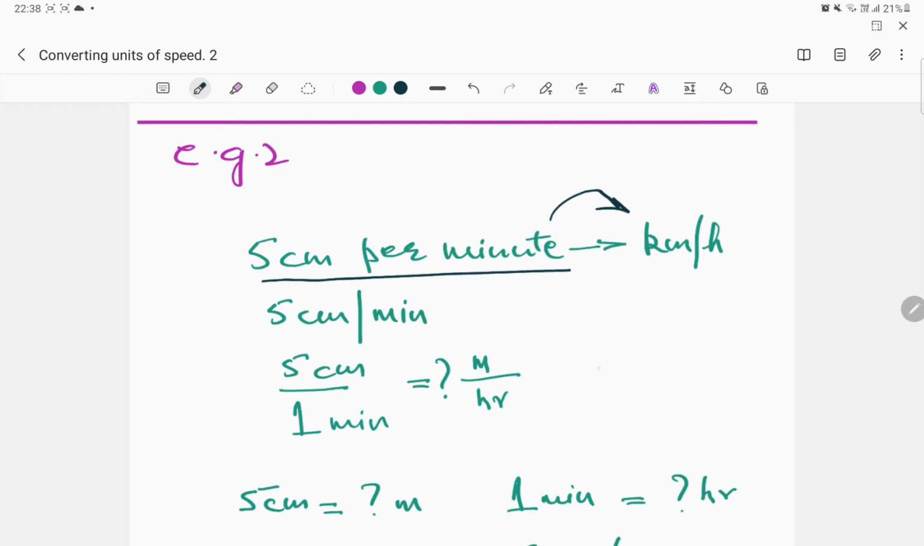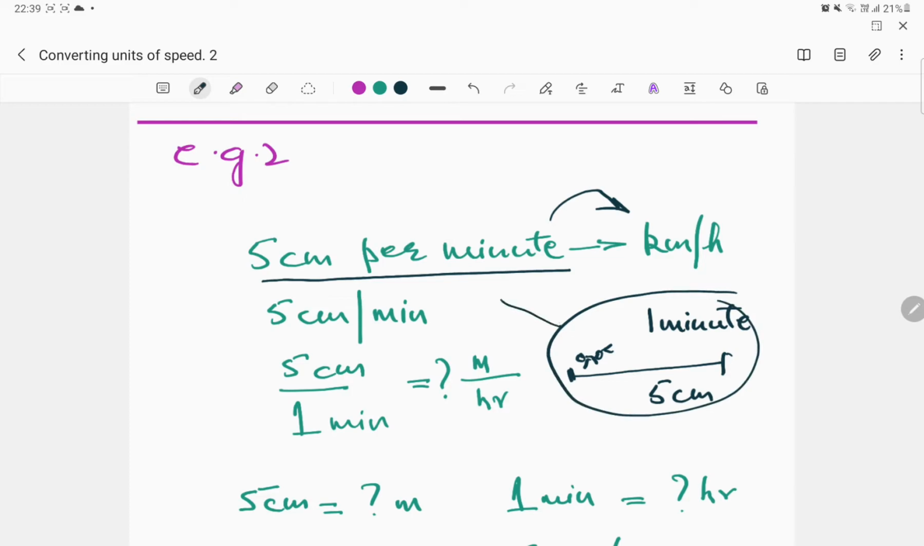Now, imagine that there is an ant, and I'm just going to draw an ant. So let's say this is an ant. It travels 5 centimeters. So let's say this is a 5 centimeters long path, and it travels 5 centimeters, and it takes 1 minute. And so the speed of this ant is written here as 5 centimeters per minute.